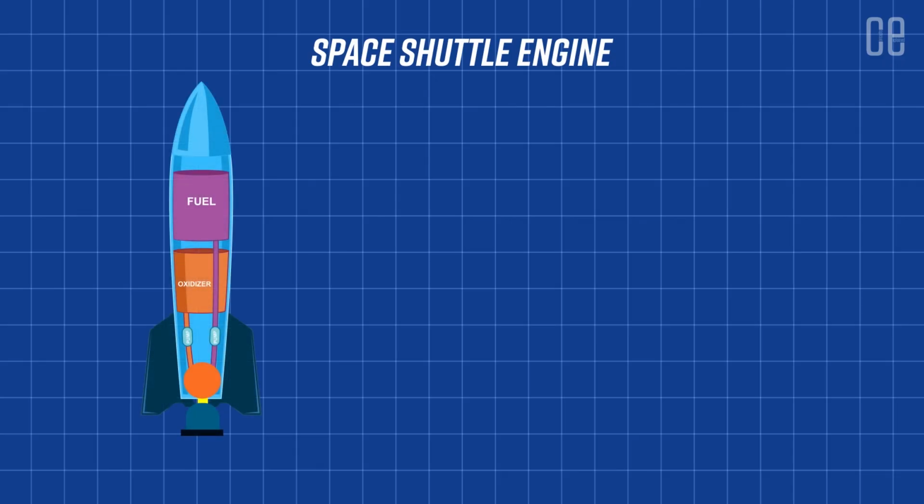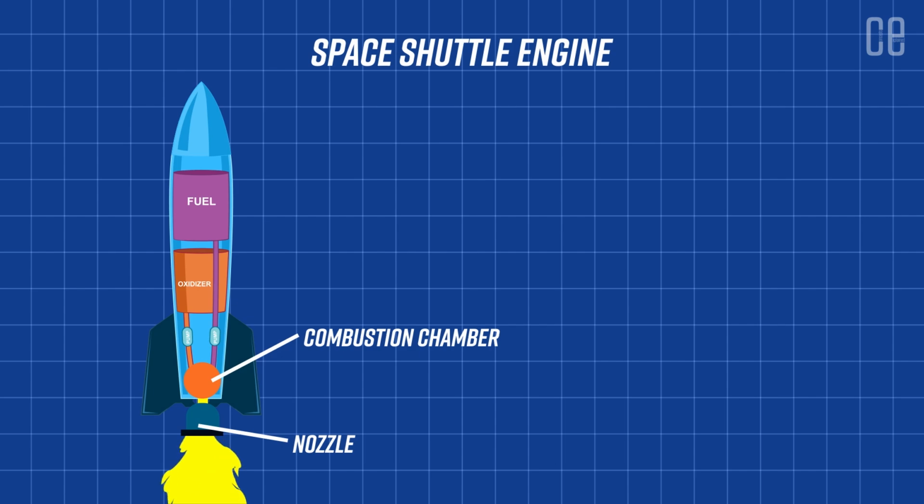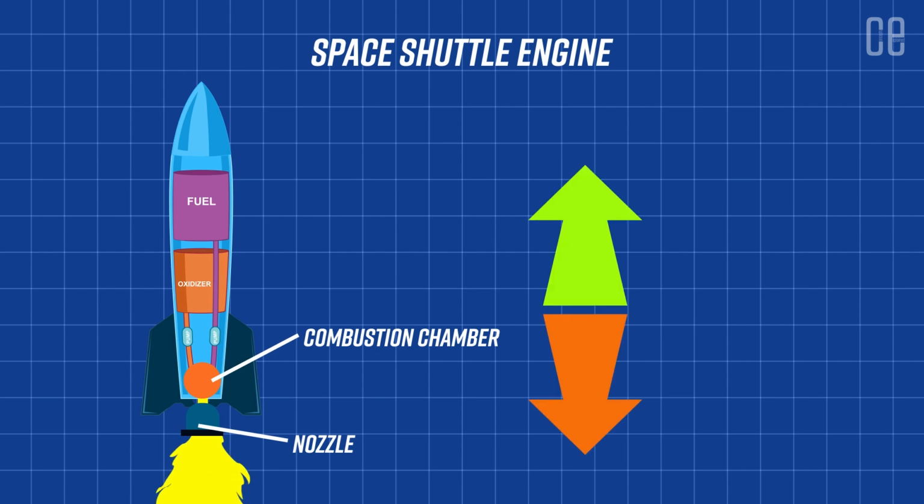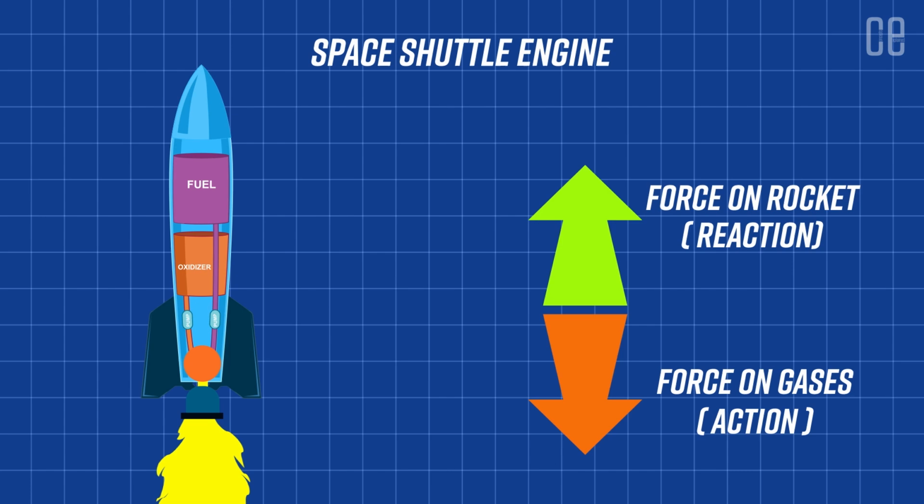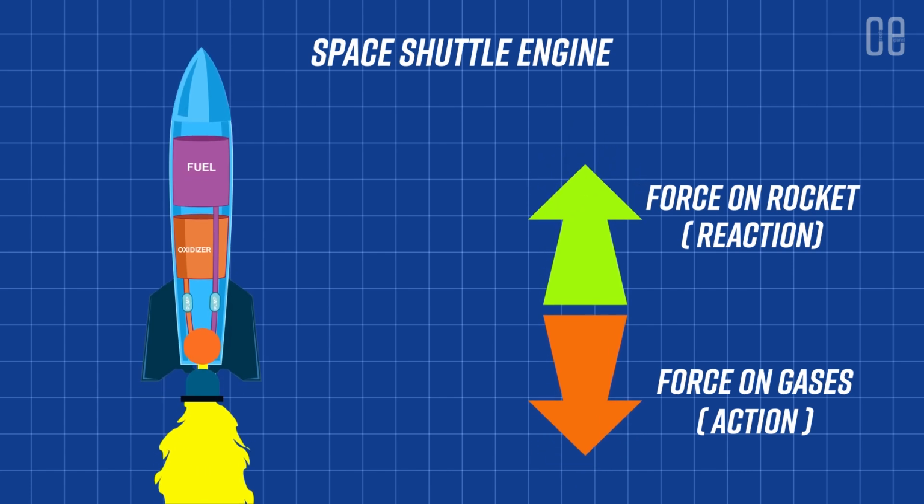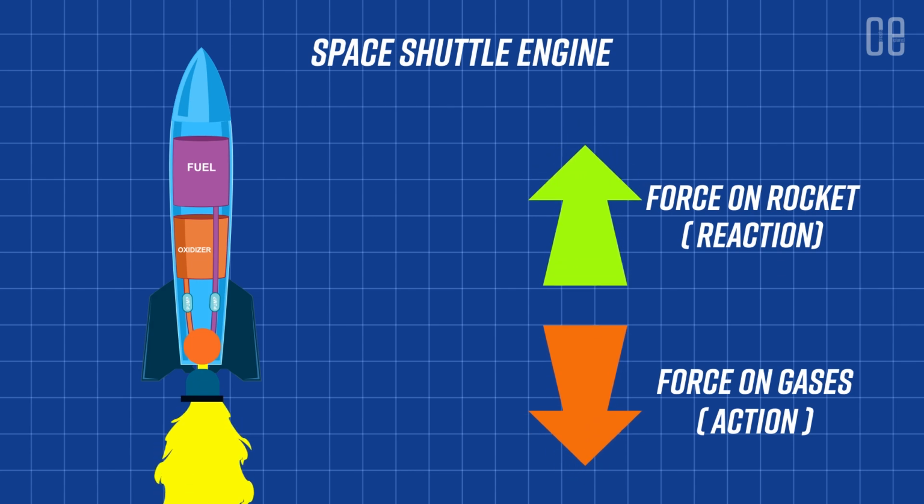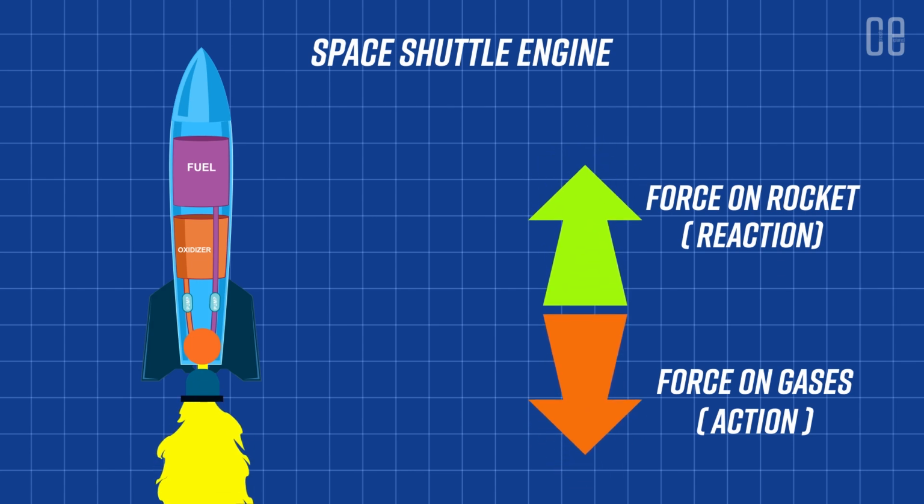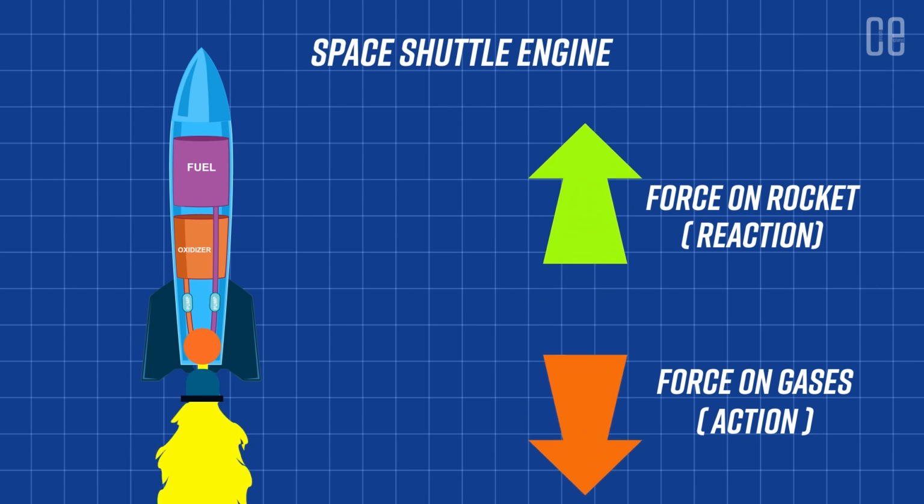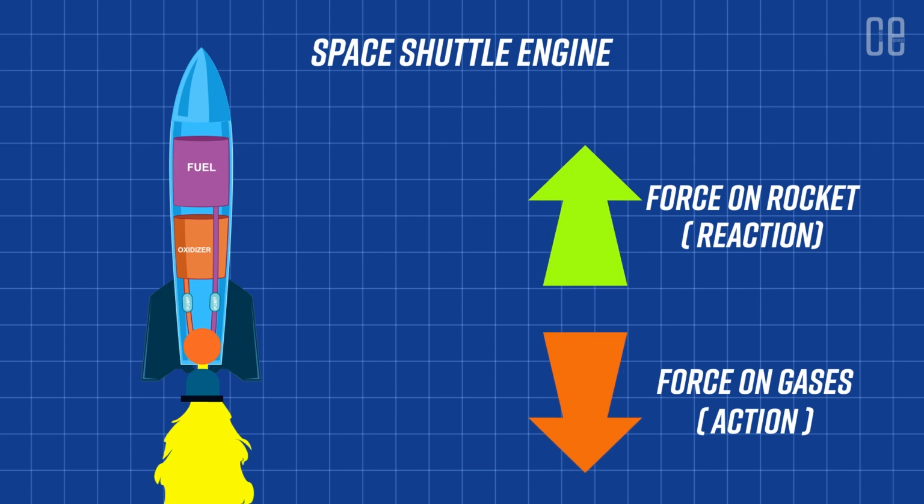Let's take a closer look at the space shuttle. The shuttle's main engines burn liquid hydrogen and liquid oxygen, creating a massive amount of hot gas. When these gases are expelled downward, they push the shuttle upward. This is a perfect example of Newton's third law in action, as the force exerted by the gases escaping the engine pushes against the shuttle, propelling it into space.